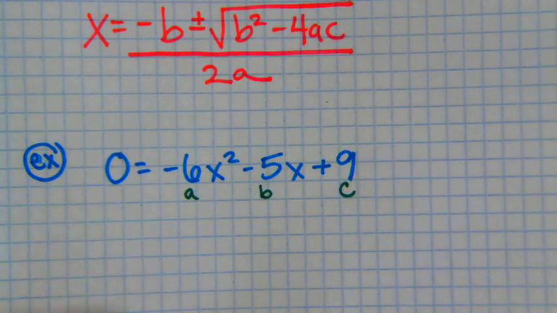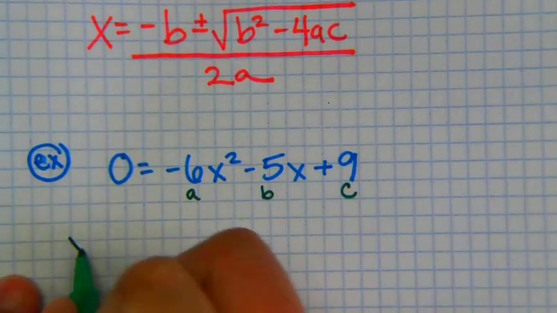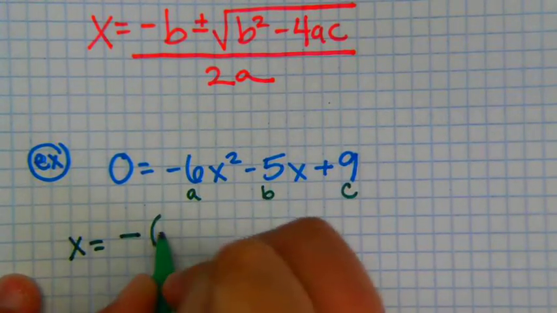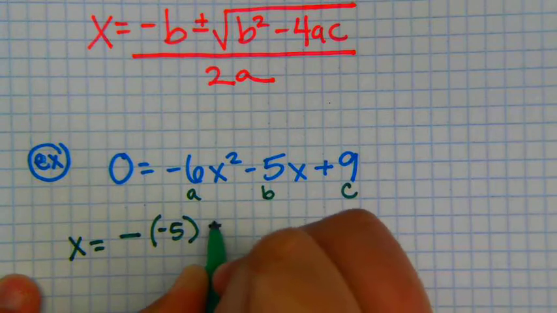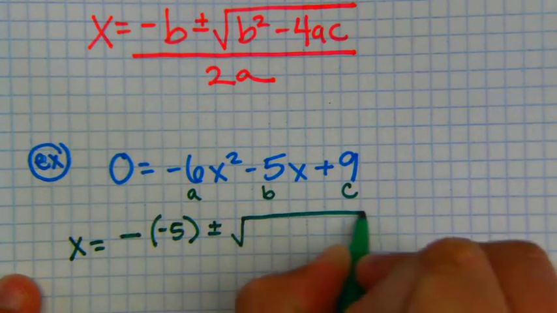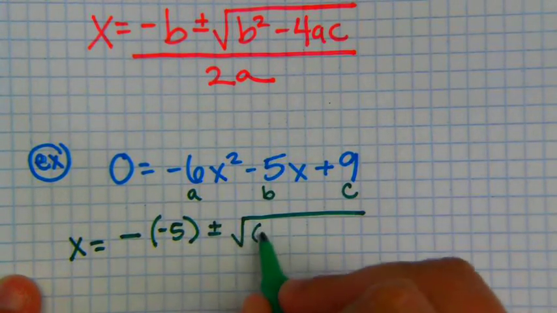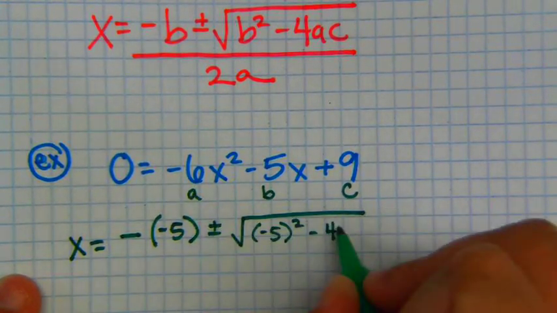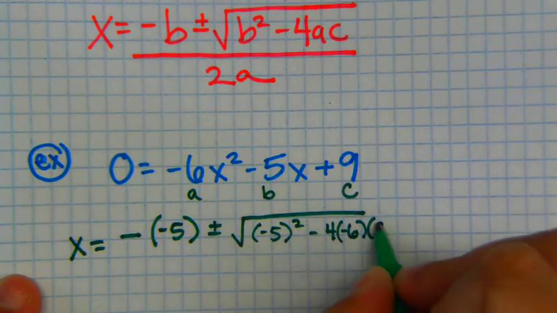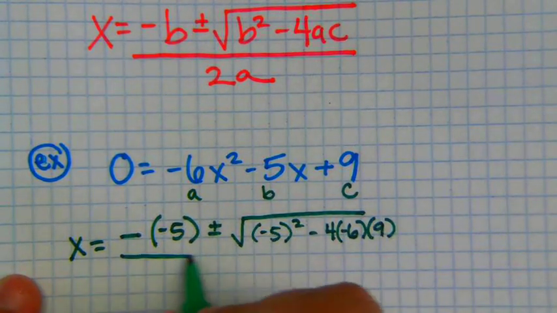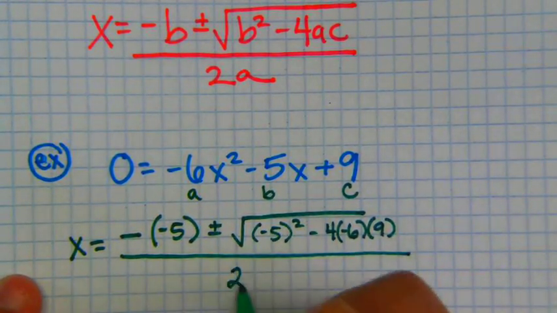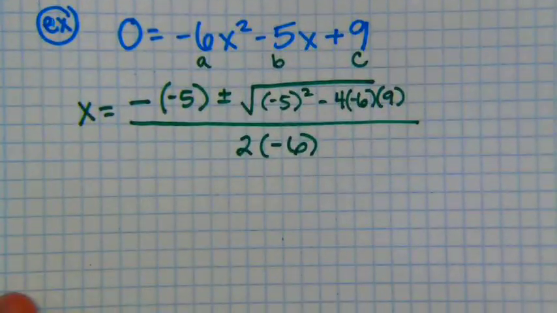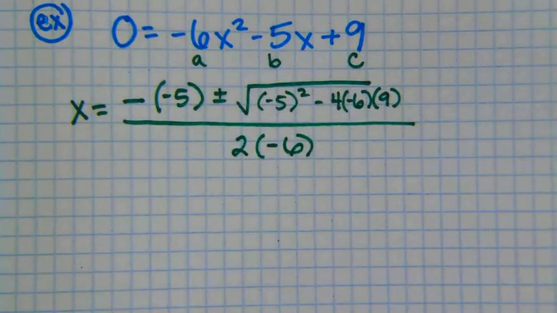So I'm going to follow this formula. x equals negative b, negative 5, plus or minus the square root of b squared, negative 5 squared, minus 4 times a times c, all over 2a. Now we just take that and we're just going to solve it all out.